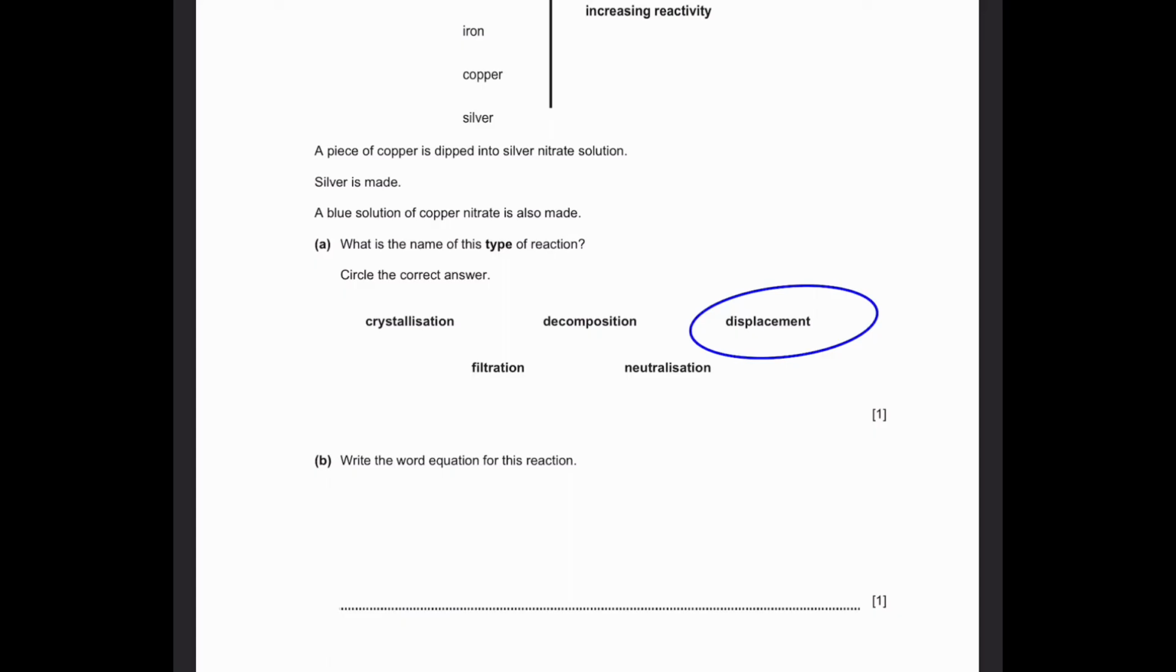Part B, write the word equation for this reaction. Well, we know that copper is dipped into silver nitrate solution. These are the reactants. The products are just silver and copper nitrate. So the word equation, copper plus silver nitrate, arrow, silver plus copper nitrate. That's our answer. Let's go to part C.